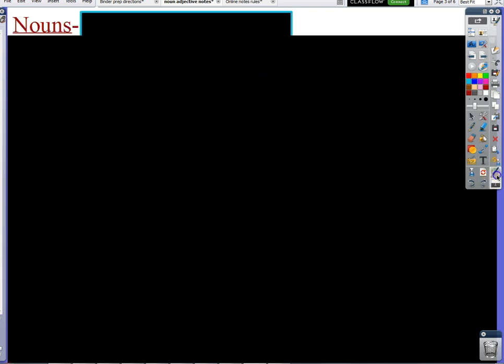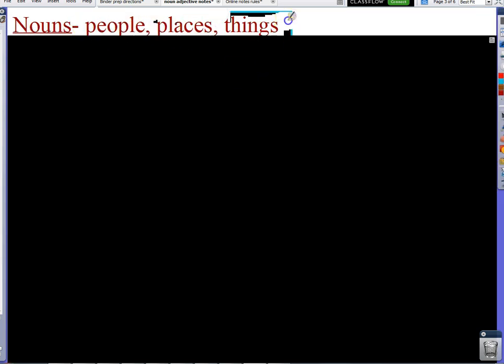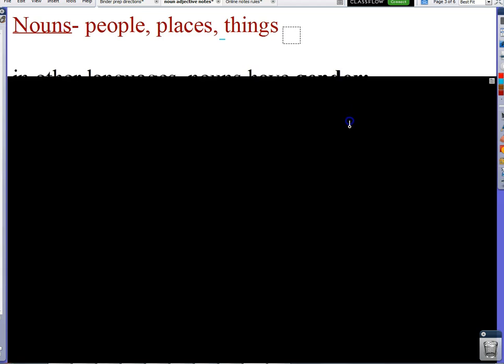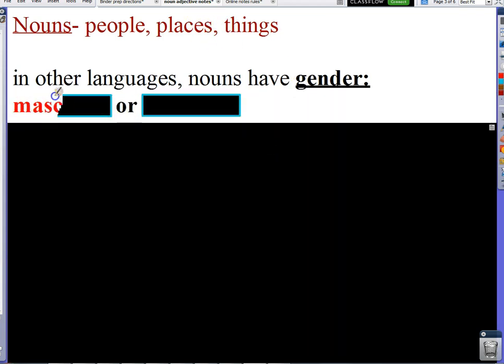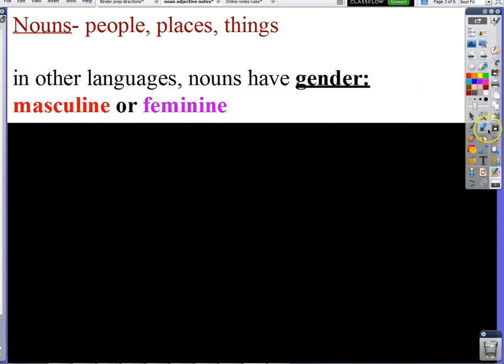Alright, so nouns, as you know, usually refer to people, places, or things. Don't forget to skip lines between everything. In other languages, nouns have gender. In English, we never talk about that. We're not like, oh, this table is feminine and that book is masculine. But in a lot of other languages, nouns have gender, either masculine or feminine. There is no rhyme or reason to it. They just are what they are. It has nothing to do with a girl. If it's makeup, because actually makeup, which girls usually wear, is masculine. So it has nothing to do with that.